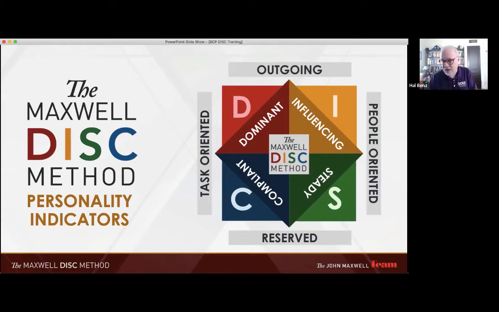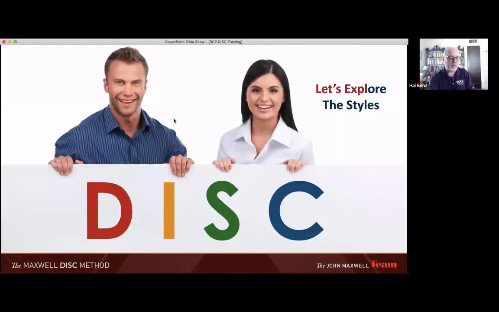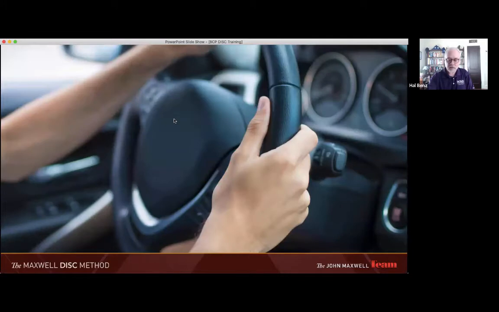Remember, we're a kaleidoscope of these all the time. It's not that we're just one or whatever. But we have these two main continuum. Are we outgoing or reserved? Are we people-oriented or task-oriented? And that's what the DISC assessment helps us to figure out. So let's explore them a little bit. Let's start with the high D's.